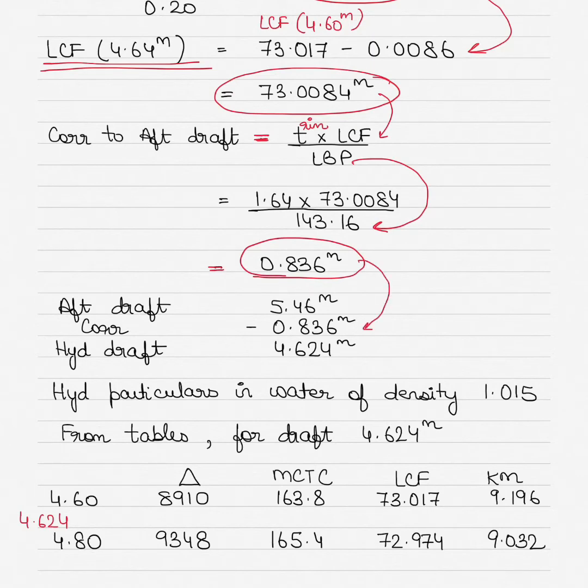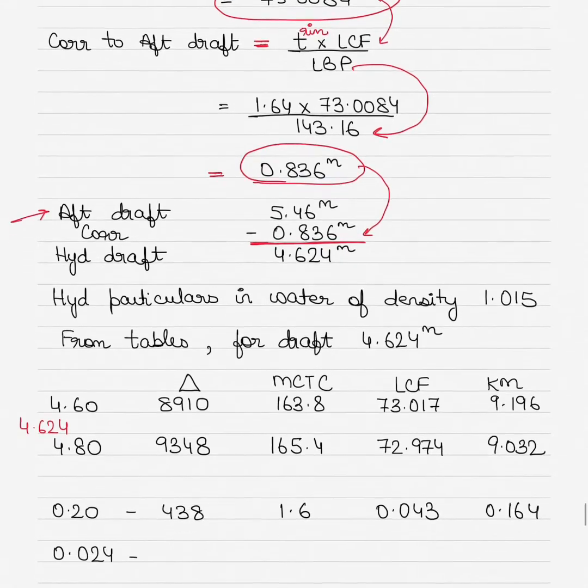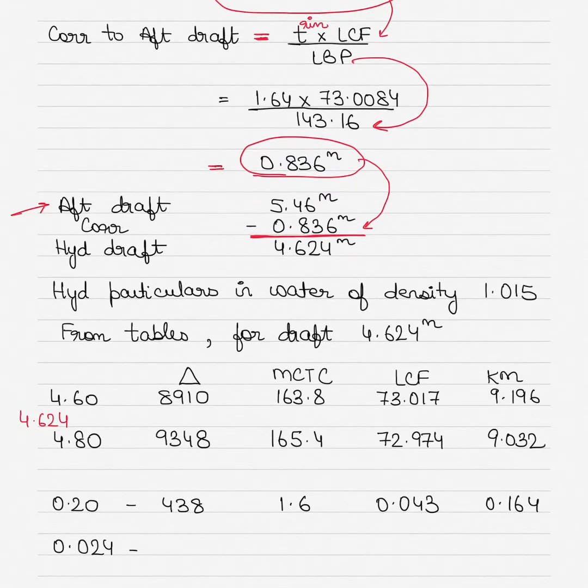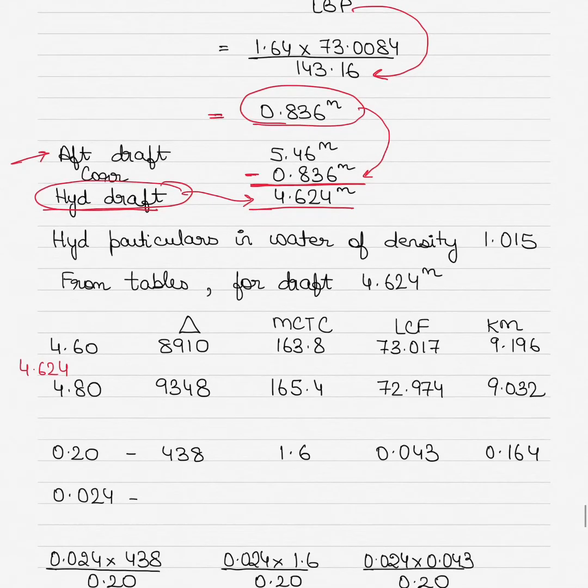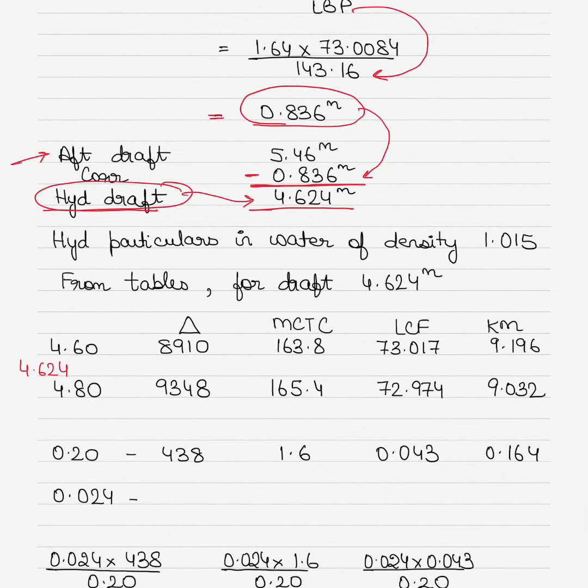So the aft draft is 5.46 meters given to you in the question. Aft draft correction is always negative. You will always subtract it, especially when the vessel is trimmed by stern. Subtract the correction from the aft draft and you get your hydrostatic draft. This is your hydrostatic draft, 4.624 meters. Alright. So now you've got your hydrostatic draft.